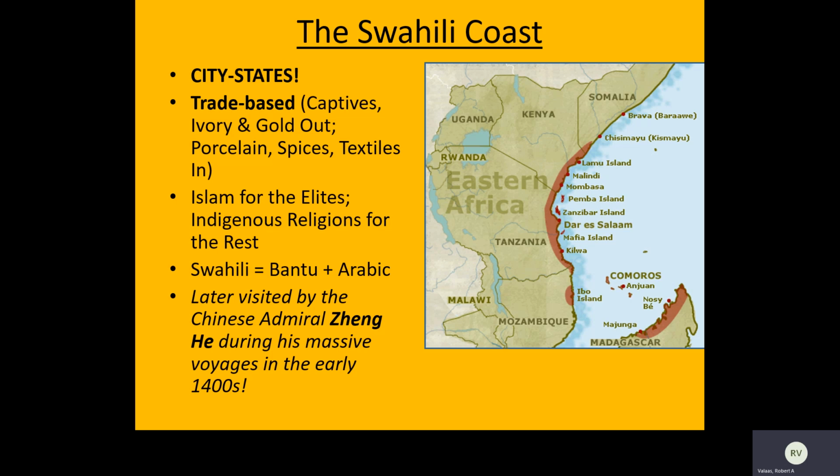Of course, the wealth and importance of these Swahili coast cities was based on trade. Captives, meaning enslaved people, ivory and gold being shipped out of East Africa to other parts of the Indian Ocean and beyond, porcelain, spices, and textiles being shipped in. So the shipping made these cities what they were.